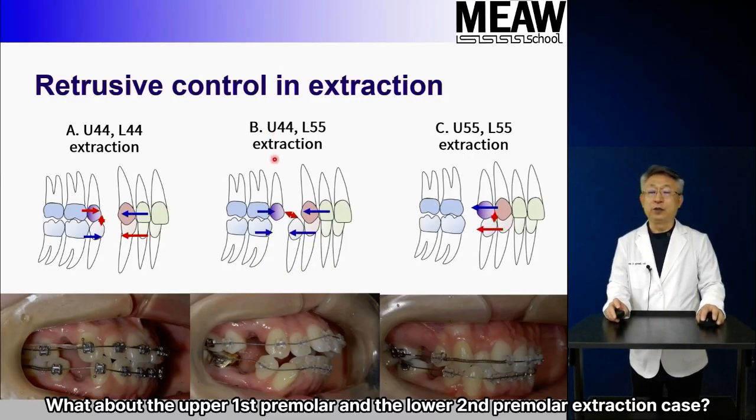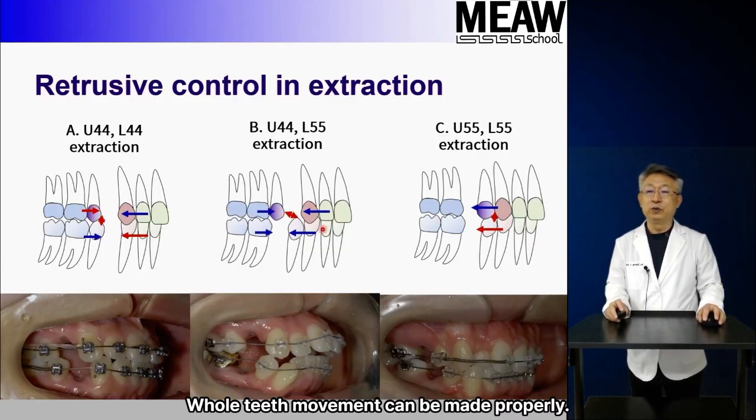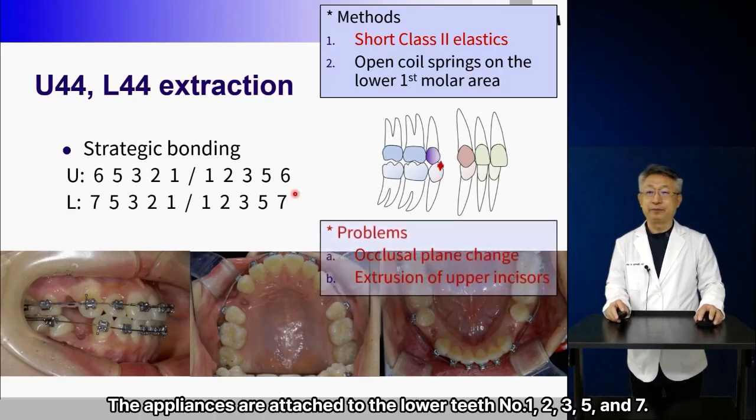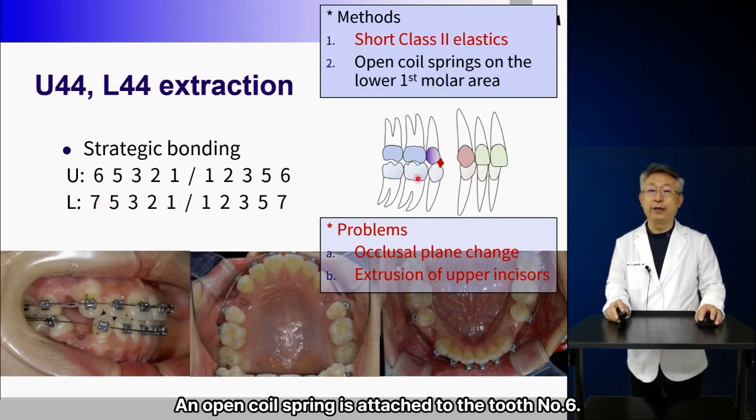What about the upper first premolar and the lower second premolar extraction case? If the extraction space is closed, the lower first premolar gets closer to the upper second premolar. Whole teeth movement can be made properly. For the retrusive control, in the first premolar extraction of upper and lower cases, the appliances are attached to upper teeth numbers 1, 2, 3, 5, and 6. The appliances are attached to the lower teeth numbered 1, 2, 3, 5, and 7. An open coil spring is attached to the tooth number 6.